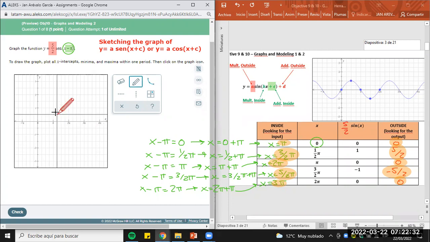Pi, comma 0. Then 3/2 of pi, comma 5/2. 3/2 is in here, comma 5/2 is 2.5, right? Then 2 pi, comma 0. Then 5/2, that is right over here, comma minus 5/2, that is over here, and 3 pi, comma 0.